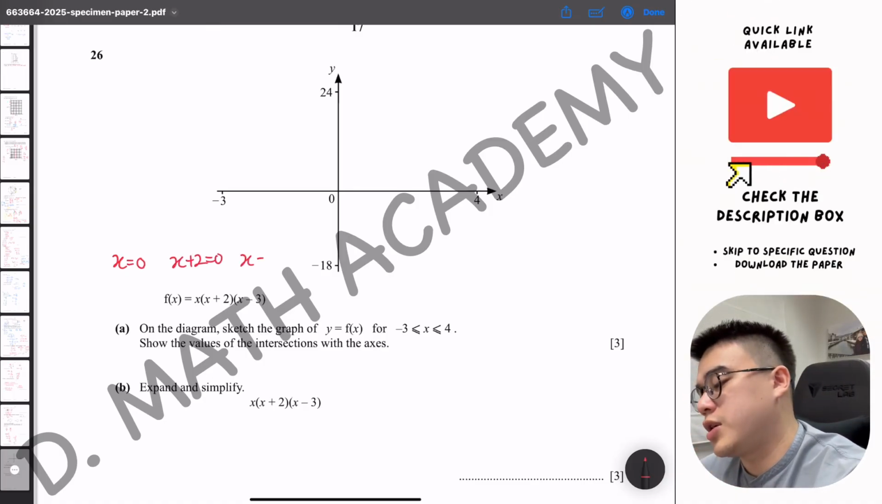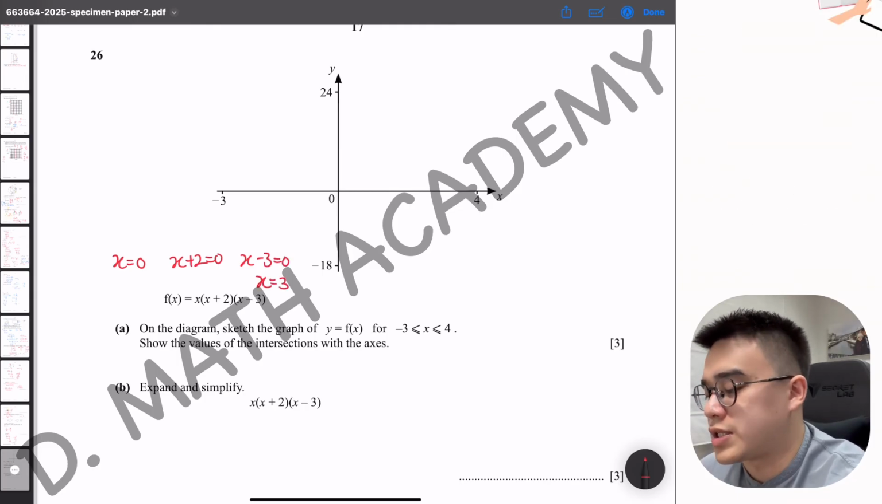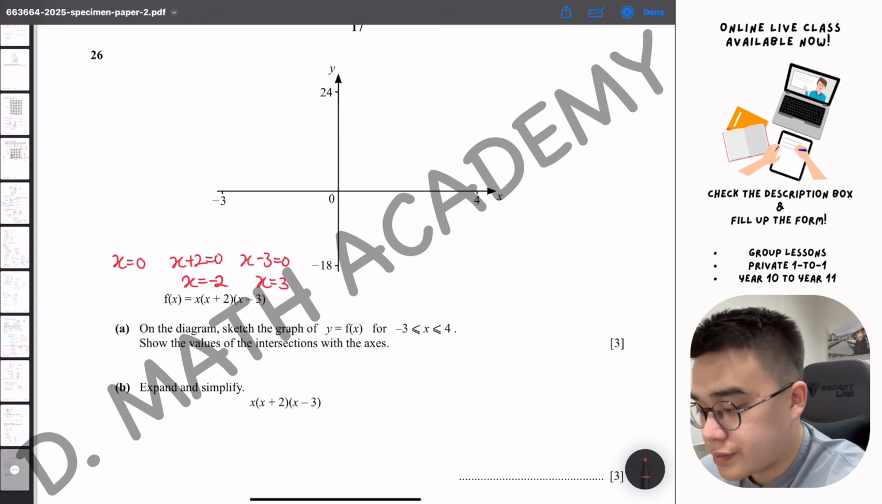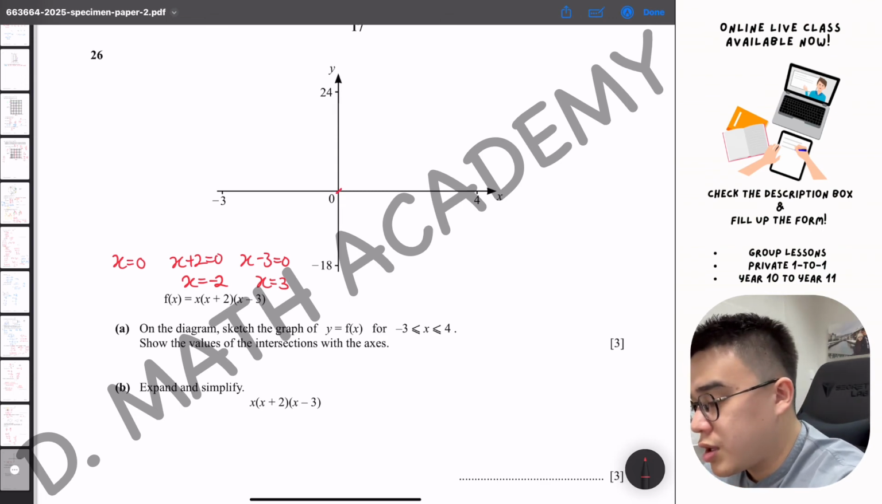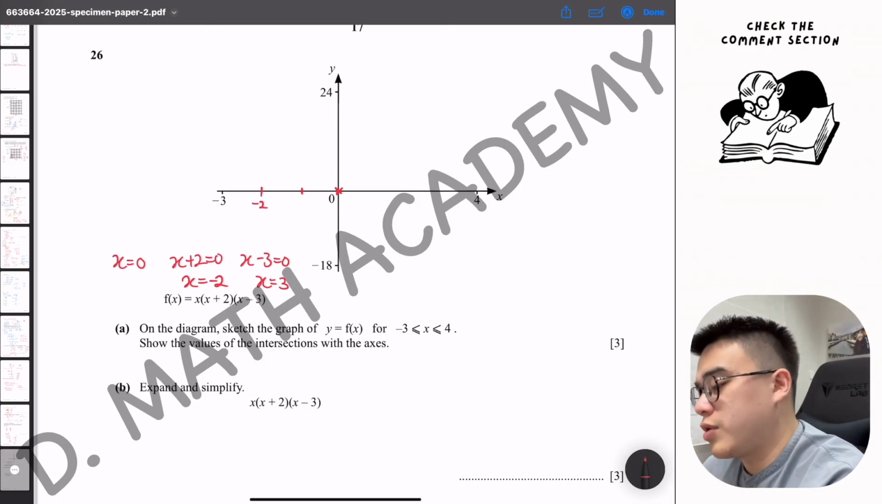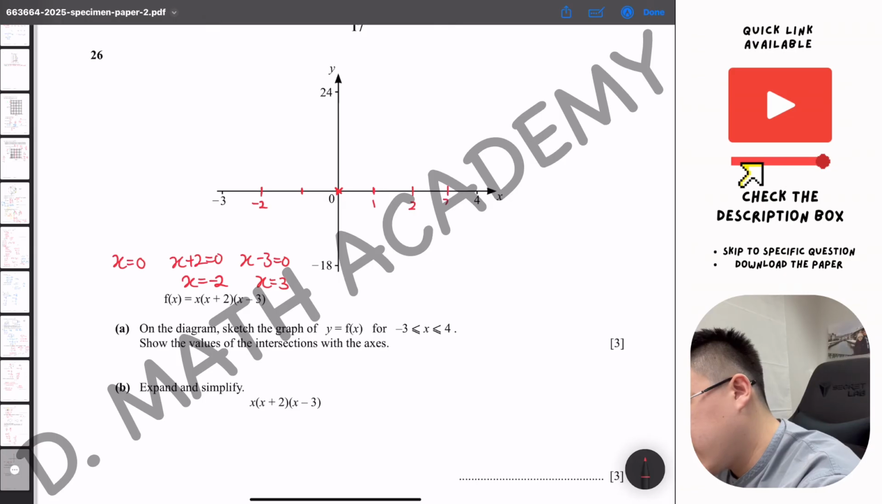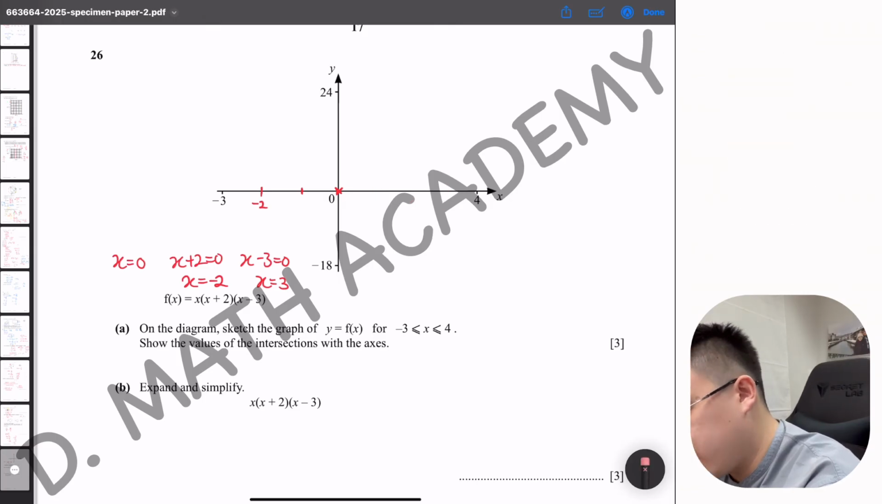This action here is to help you to identify the roots or x-intercepts here, so that you know you're dealing with negative 2, you are dealing with 1, 2, 3, and 4. 2, 3.